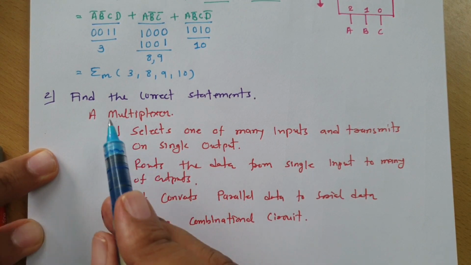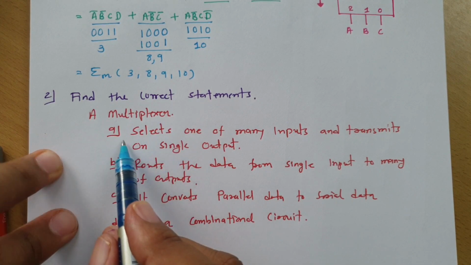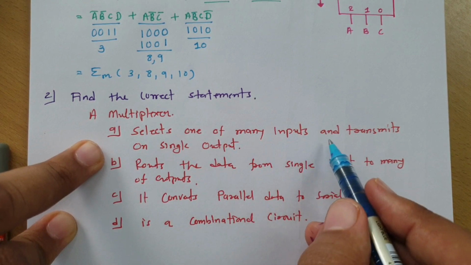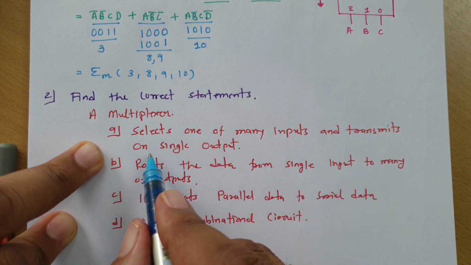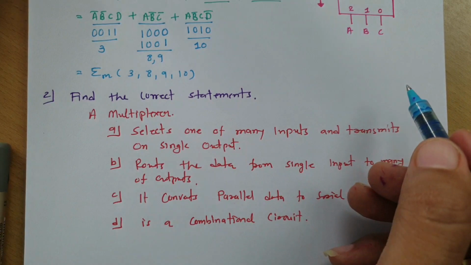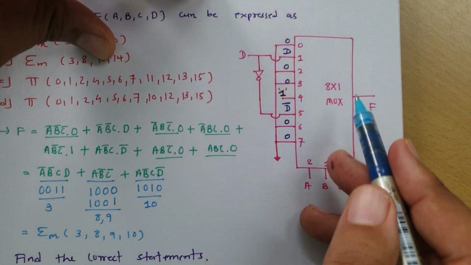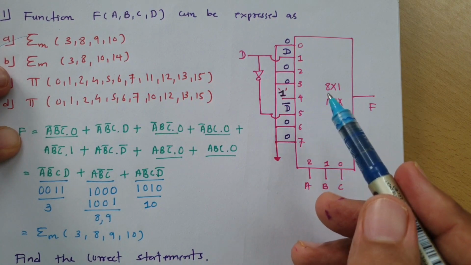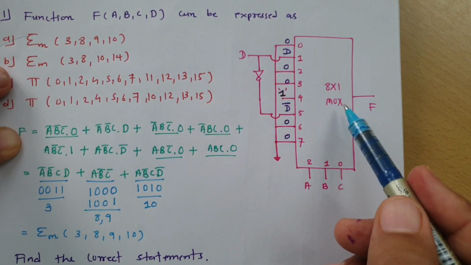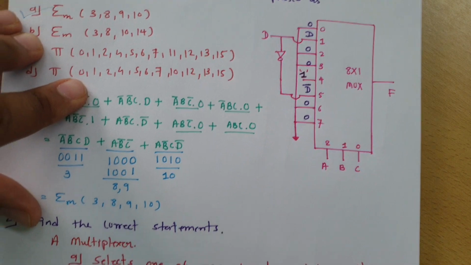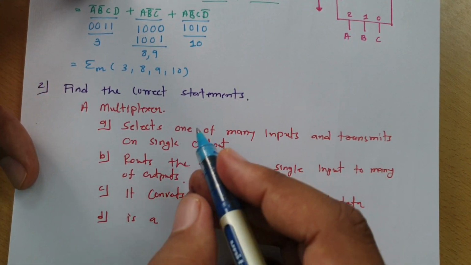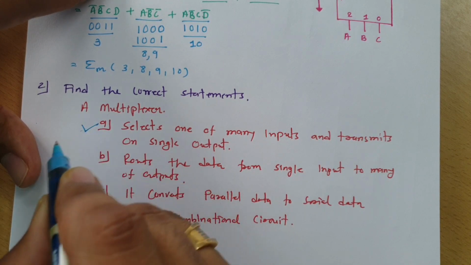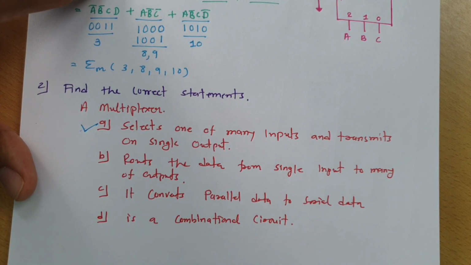So you see statement A: a multiplexer selects one of many inputs and transmits on a single output. So if you observe the multiplexer over here, there are many inputs and it transmits that to one single output. So we can say this statement is correct. It selects from many of its inputs and transmits on one output. So this is a correct statement.